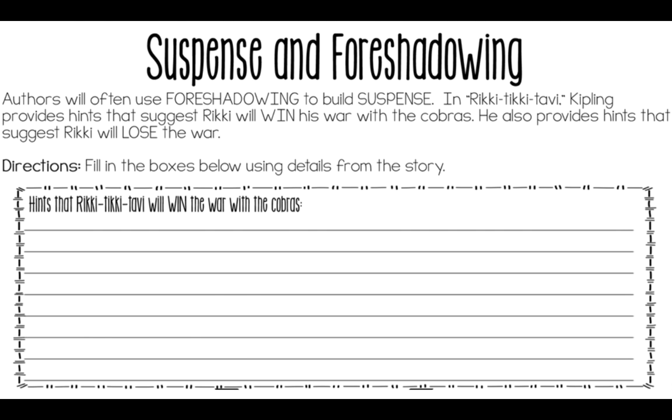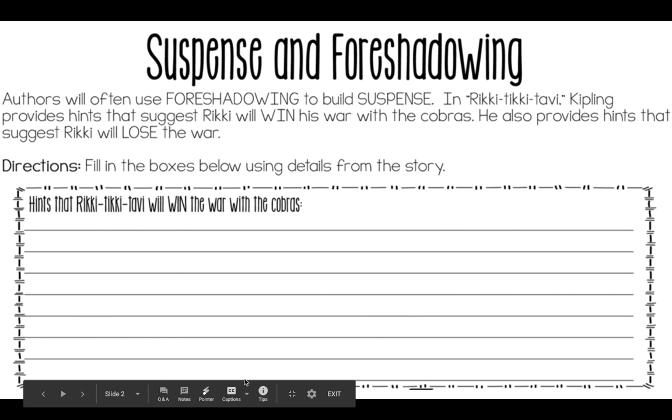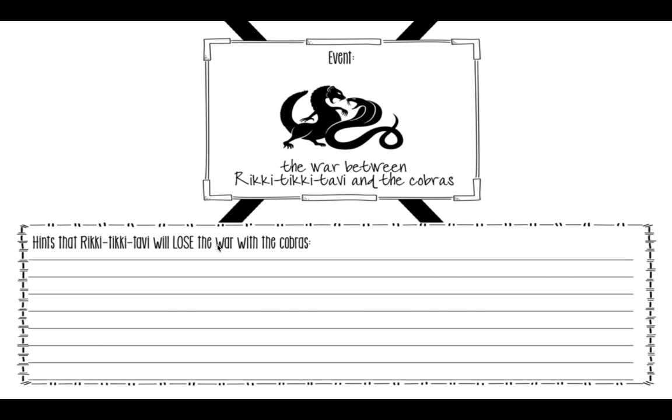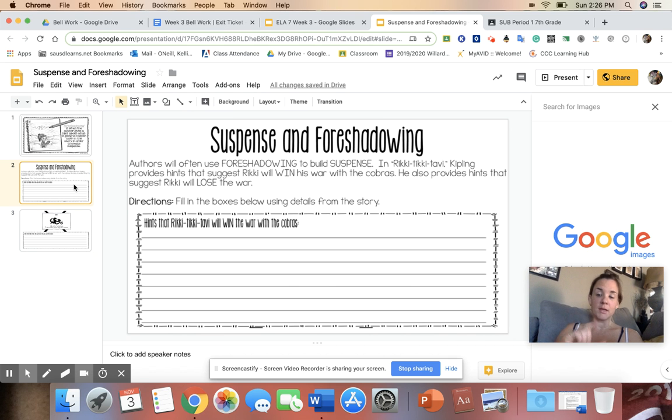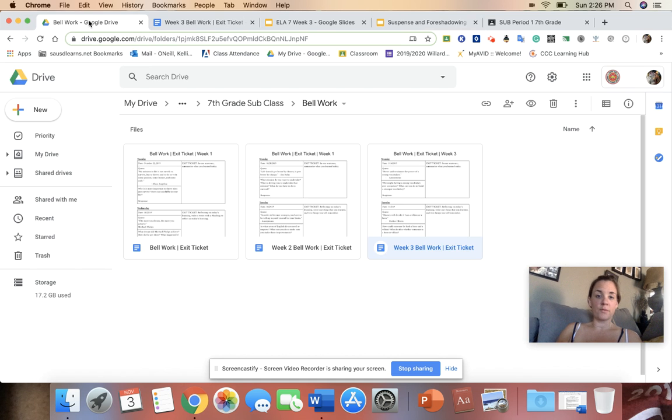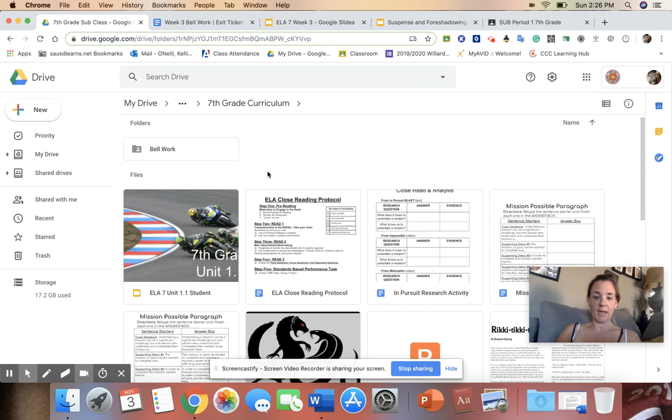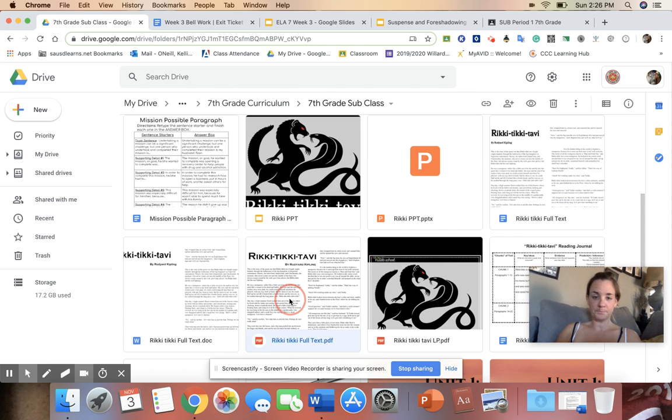And what you're going to do is identify examples in the text where the author hints that Rikki Tikki Tavi will win the war with the Cobras. And you'll also find hints that Rikki Tikki Tavi will lose the war with the Cobras. And so, again, the event you're focusing on is the war between Rikki Tikki Tavi and the Cobras. And the author does foreshadow both, give hints that he will both win and lose all throughout the story. So if you want, we can go take a look at the text together really quick.